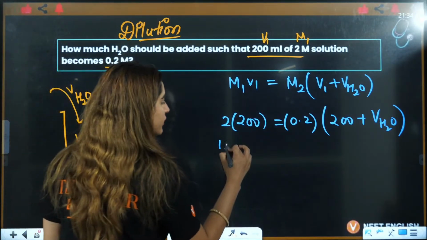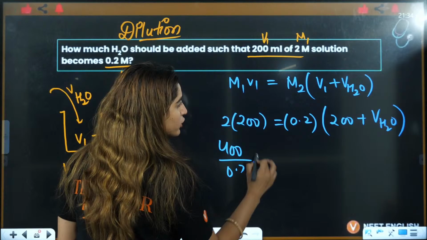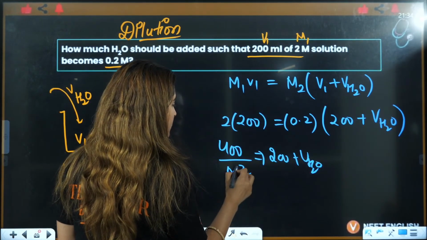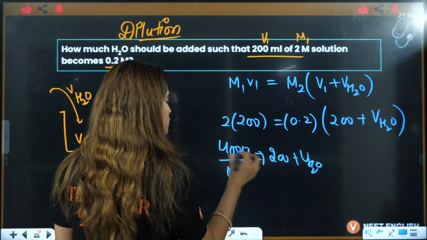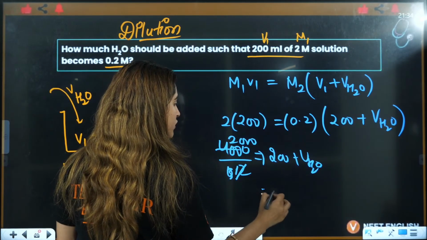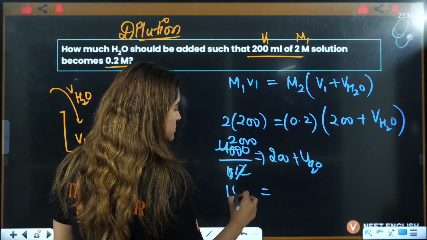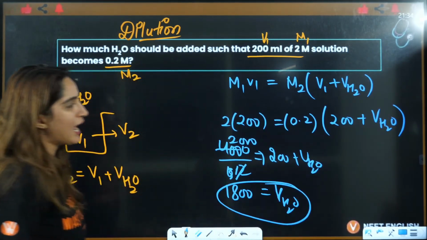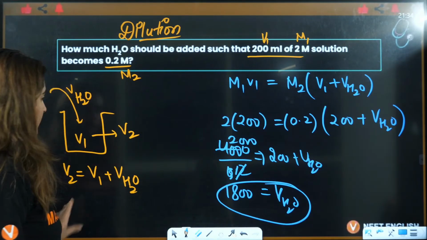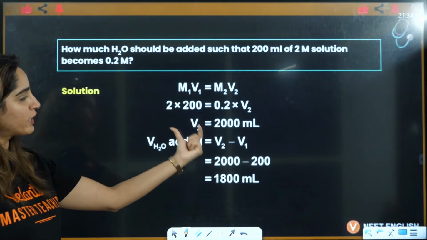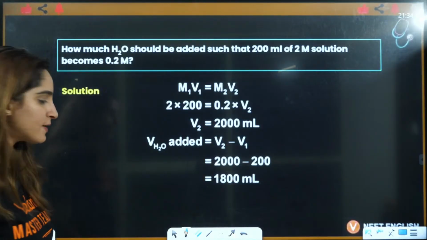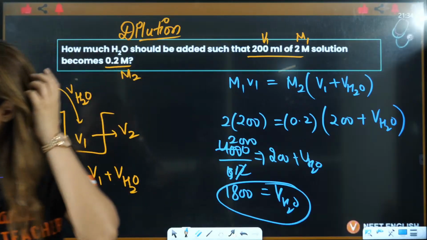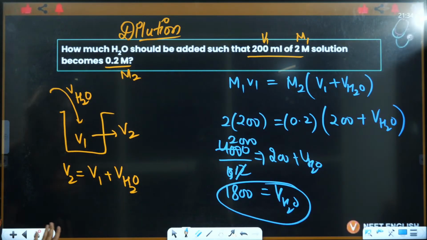It will be 400 divided by 0.2, equal to 200 plus V of H2O. This will be 1000, this will be 2000. So it will be 2000 minus 200, that is 1800 volume of H2O. I have directly solved this. In this, they have first calculated V2, then they have solved it. So you can directly also do this, right? Okay, yes.